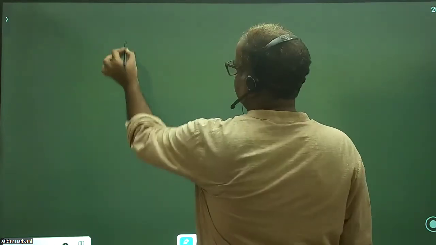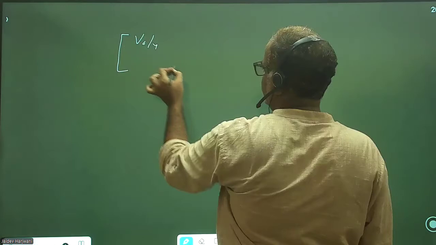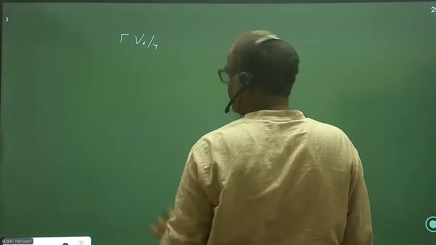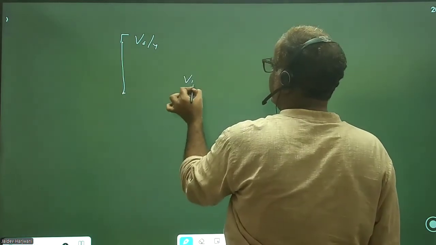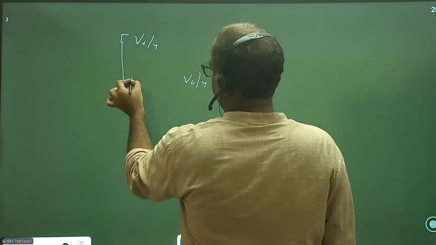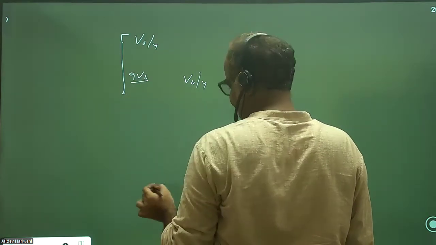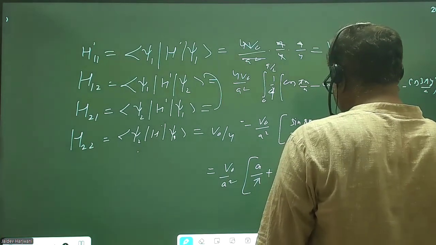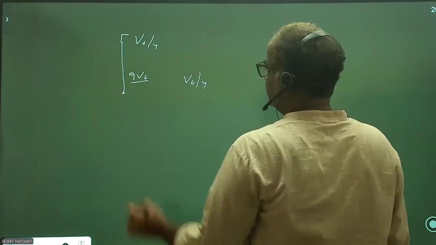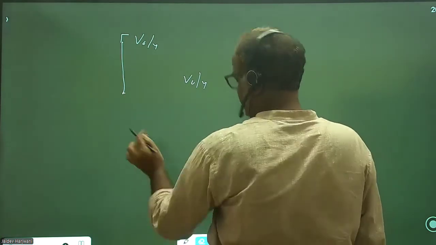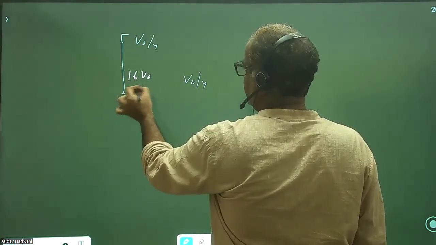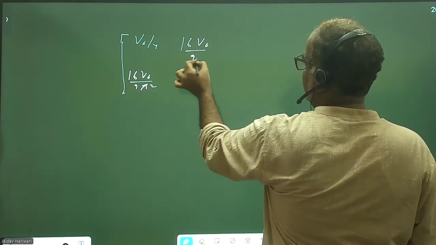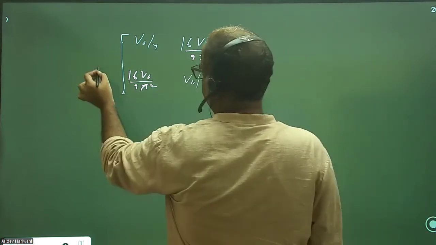So now I can write my matrix. V naught by 4, V naught by 4 on the diagonal, and then 16 V naught upon 9 pi square, and 16 V naught upon 9 pi square off the diagonal. And now this is my matrix.